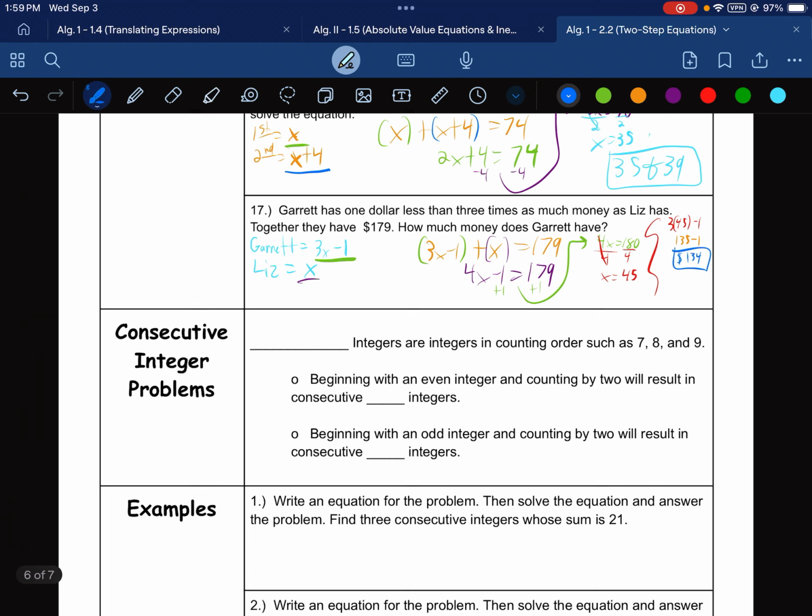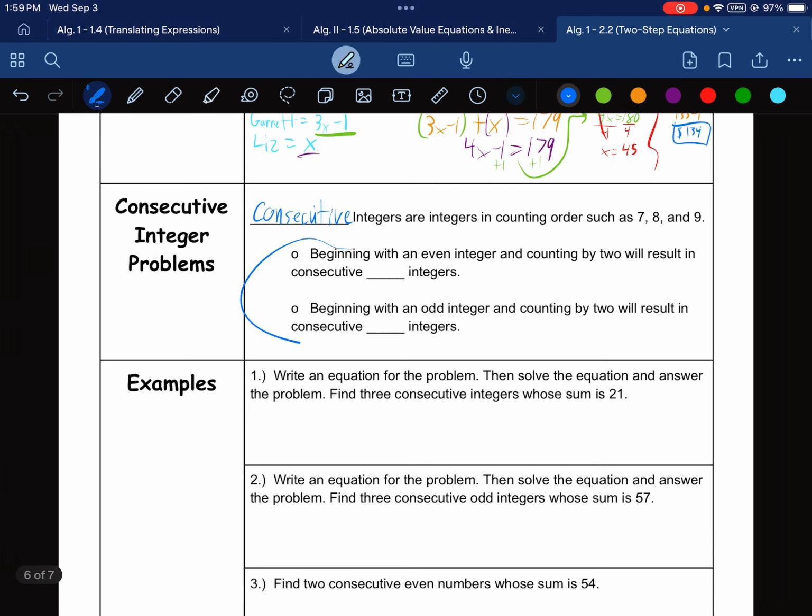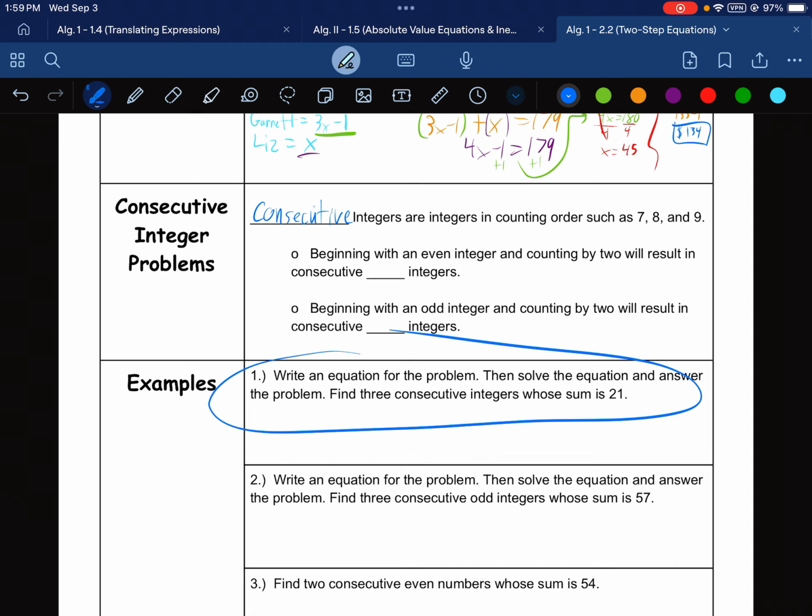Now we're going to talk about consecutive integer problems. Consecutive just means things in a row. So consecutive integers are integers in counting order such as 7, 8, 9. Now, remember, integers mean there's no decimals, no fractions, but they could be positive and they could be negative or 0. Now, if you begin with an even integer, actually, I'm going to come back to this. My apologies. I'm going to come back to these in just a moment, but we're going to start here with example 1, then I'm going to come back to that, okay?